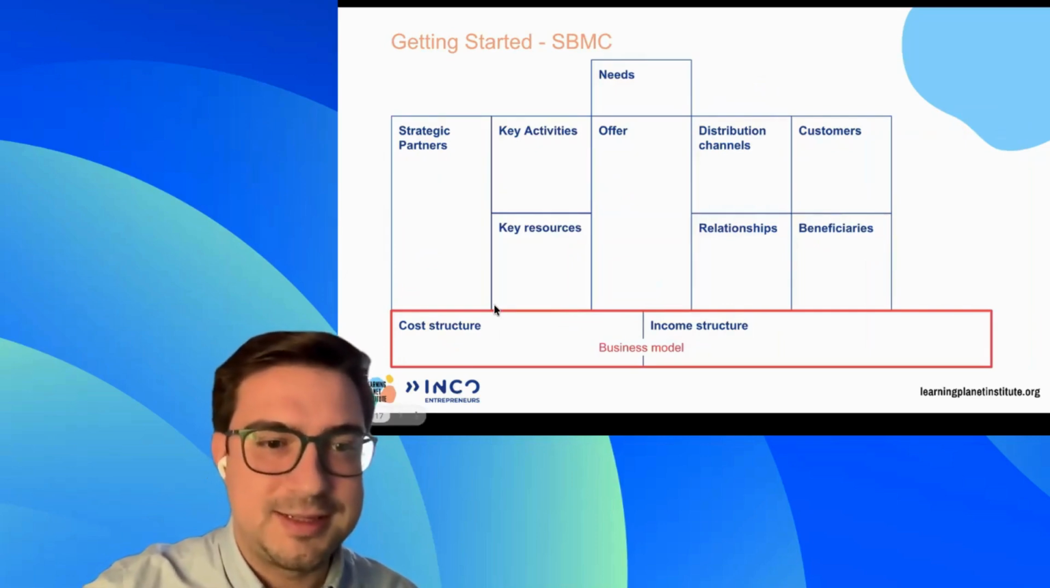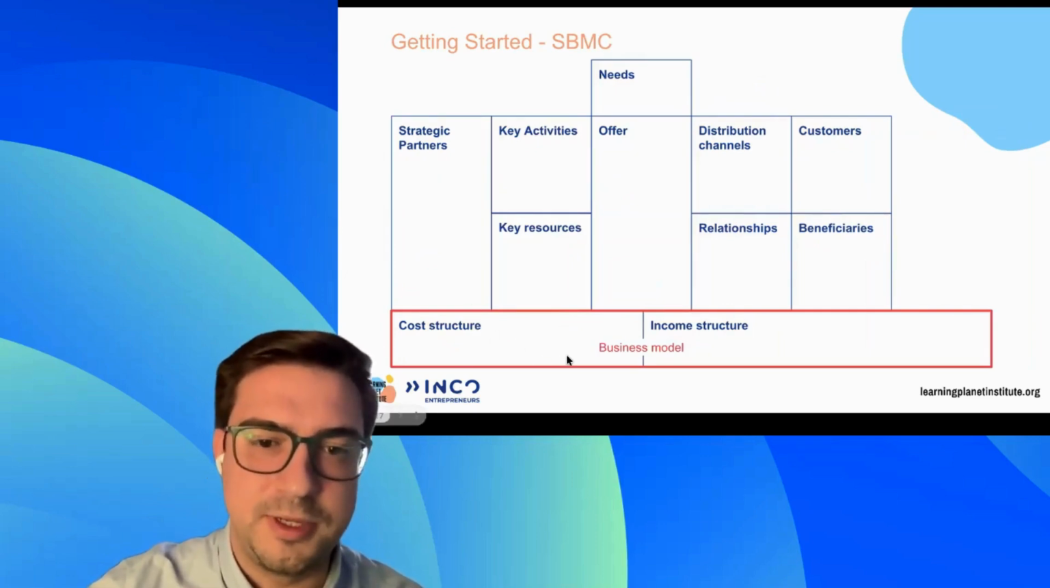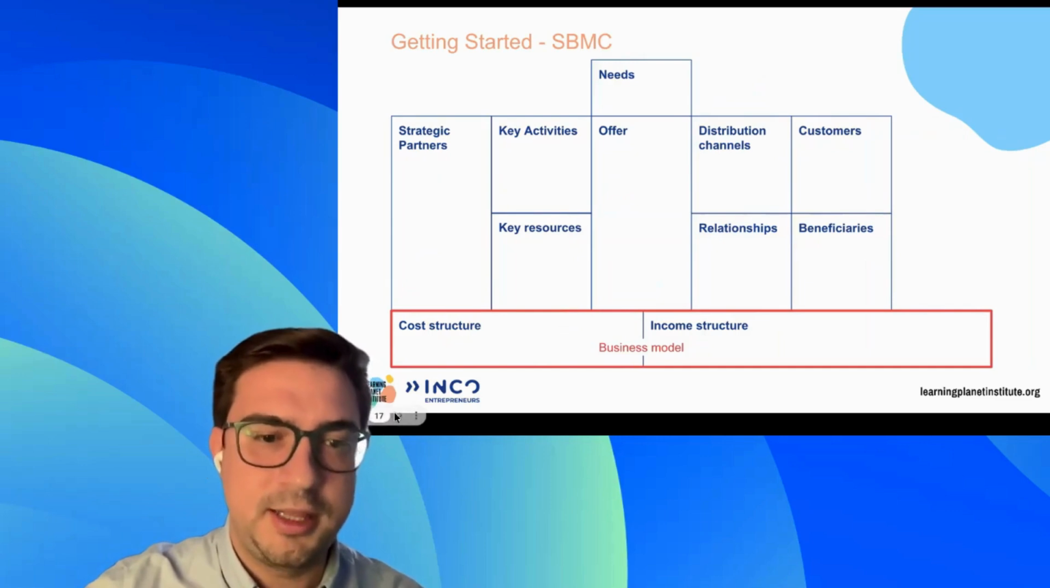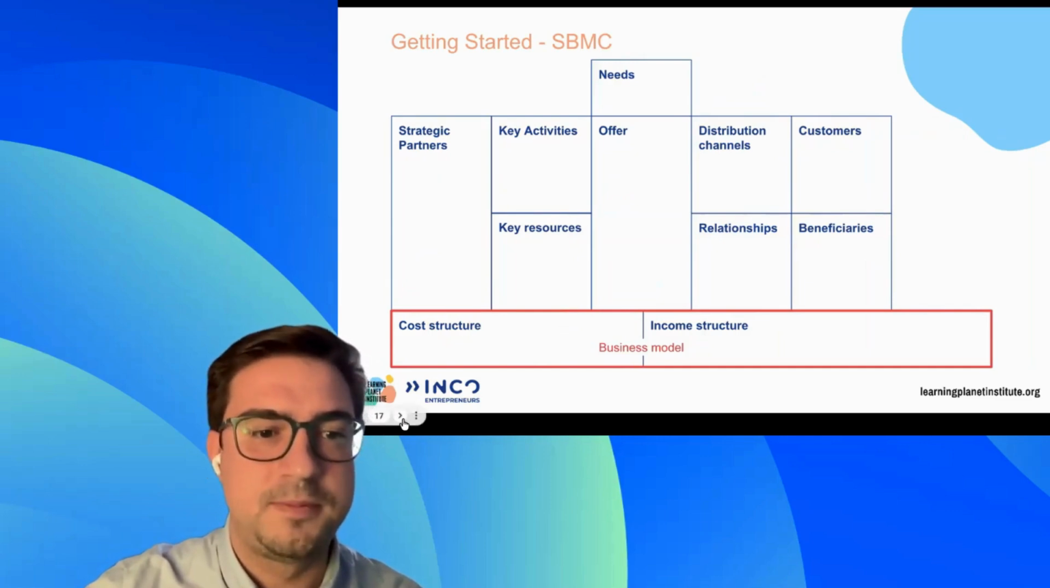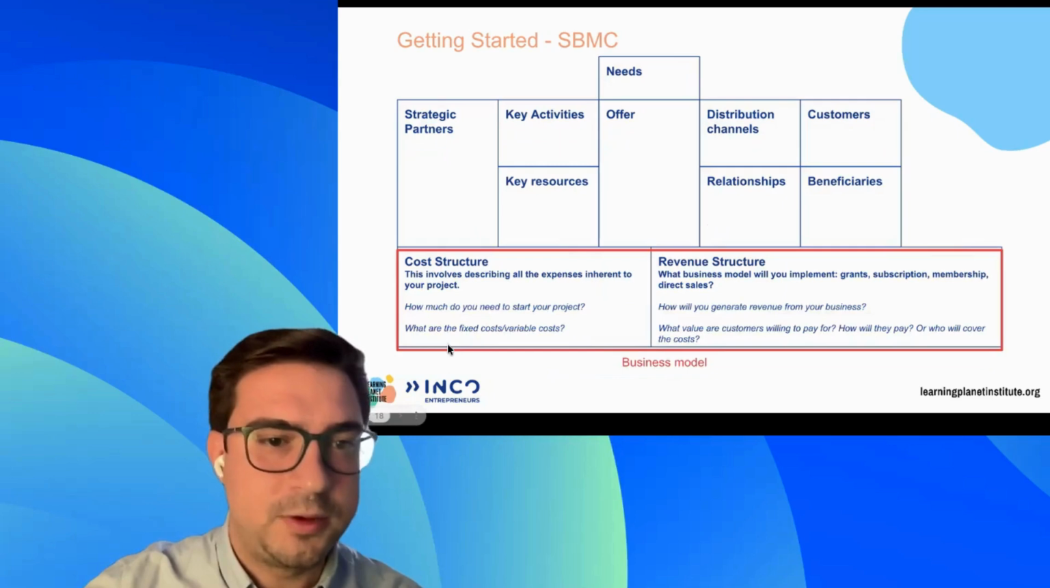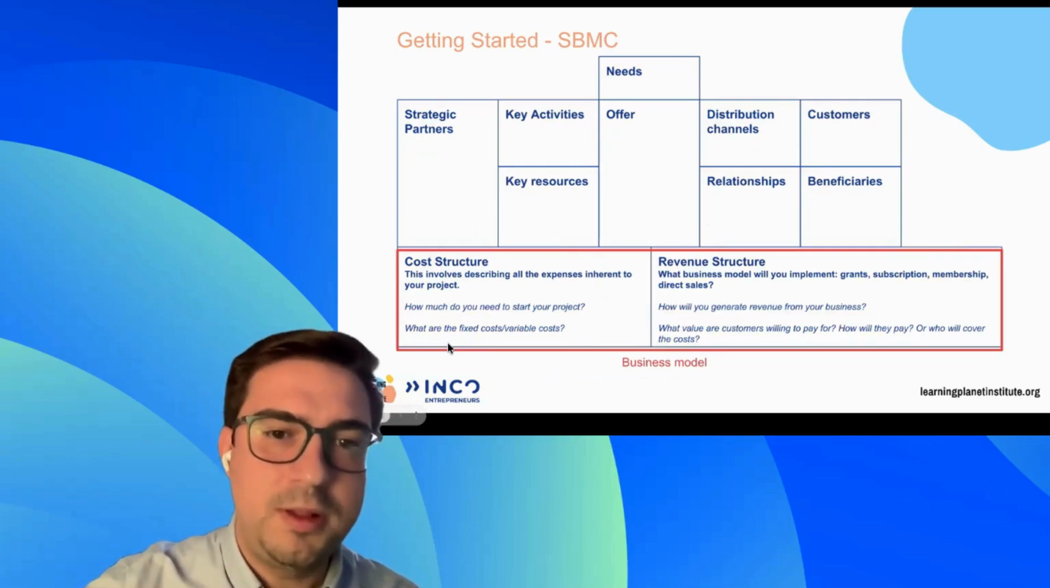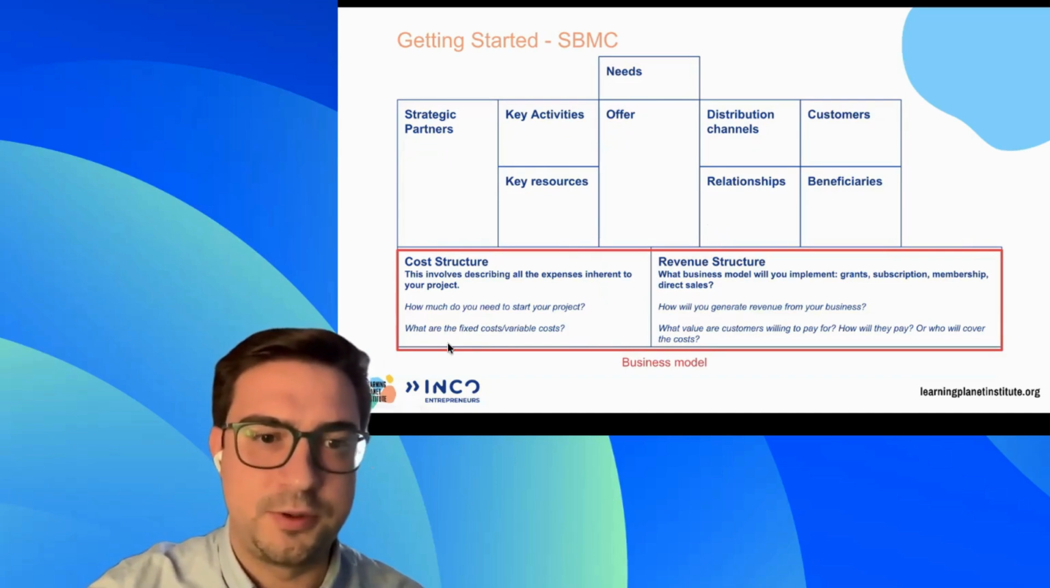Last but not least, let's talk about the business model, which includes cost structure and income structure. The cost structure involves describing all expenses inherent to your project. How much do you need to start your project? What are the fixed costs or variable costs that you might have?